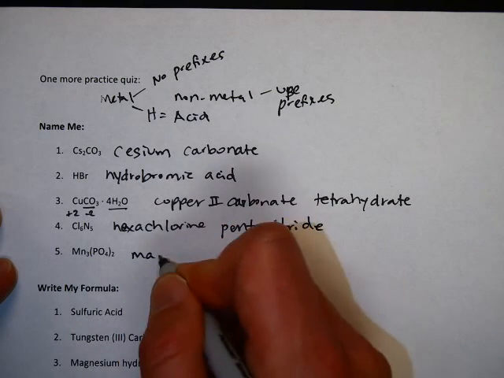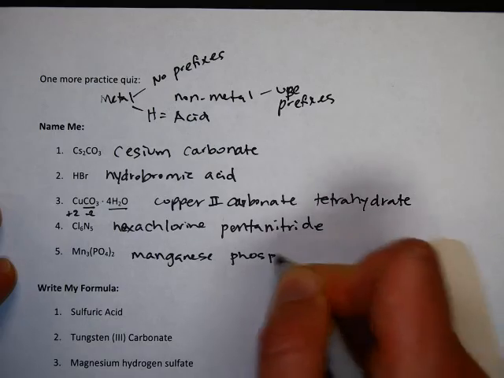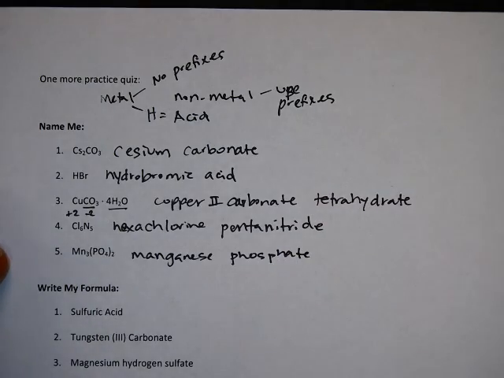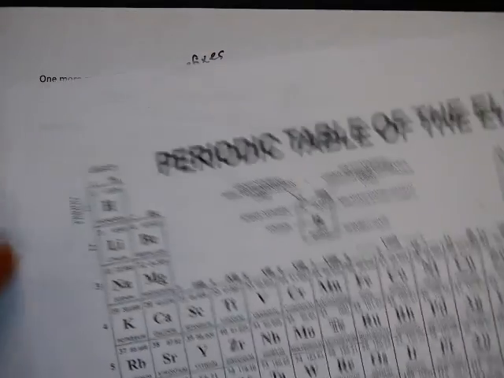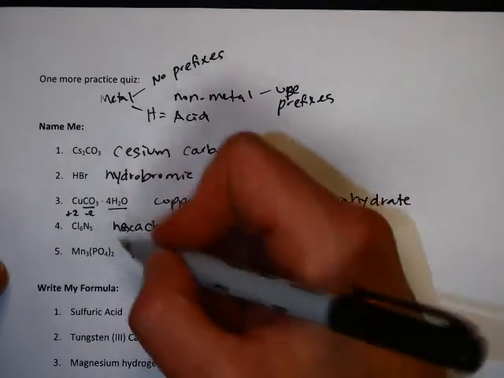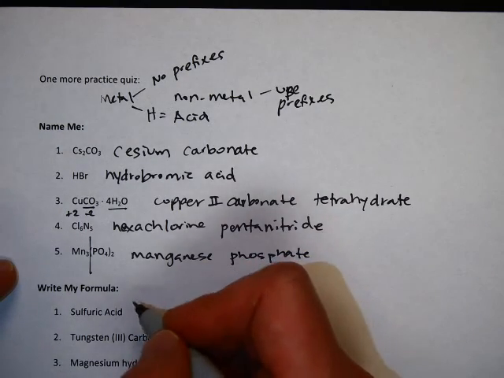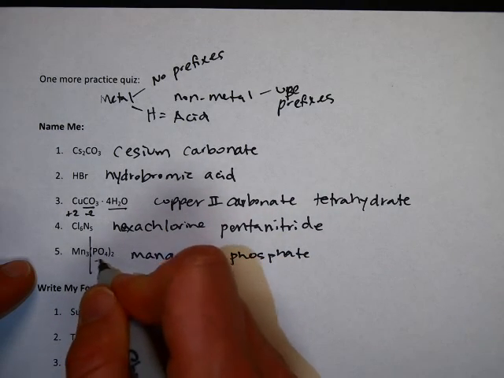Finally, we've got a metal, manganese, and a nonmetal phosphate. So a good start would be manganese phosphate. And don't forget, manganese right here, middle of the periodic table, it's going to be a transition metal, so it's going to need Roman numerals.